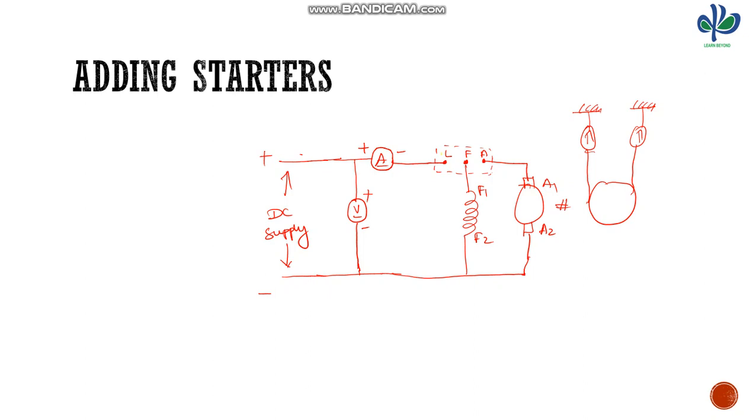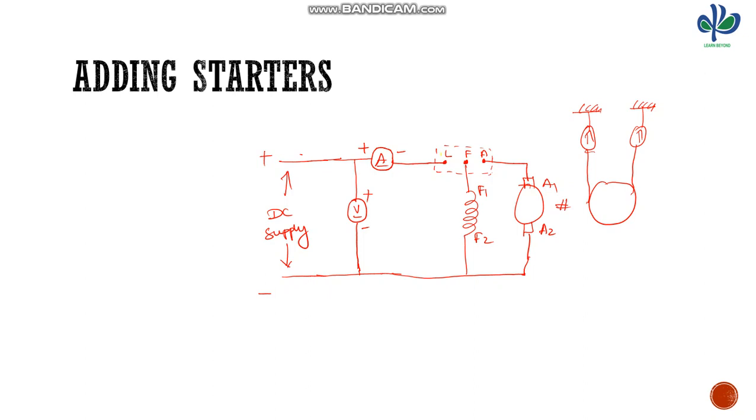So there are three types of starters: one is called a 2-point starter, another a 3-point starter, and the other a 4-point starter. As far as the DC shunt motor is concerned, we use a 3-point starter with terminals L, F, A, where L is the line, F is the field winding which is connected to the field, and A is the armature winding which is connected to the armature of the DC shunt motor.